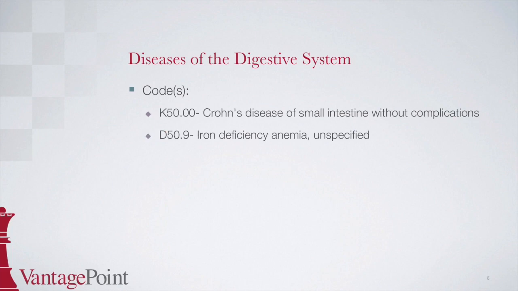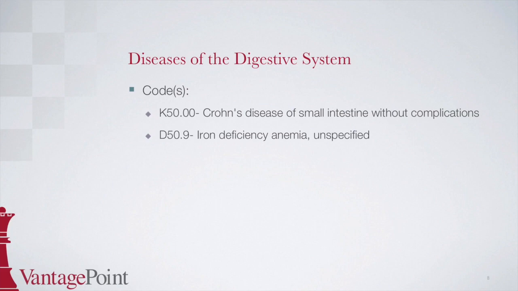The first code is K50.00, Crohn's disease of small intestine without complications. If you remember from the previous slide, Crohn's disease can be found in the alphabetic index under enteritis, regional. You would then look for the specific location of the Crohn's, which in this case is the small intestine. Since the Crohn's is stable and therefore no complications are present, the code next to Crohn's of the small intestine is K50.00 in the alphabetic index, and then you would confirm this in the tabular.